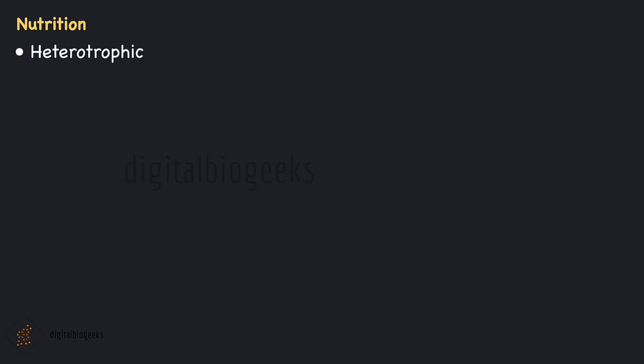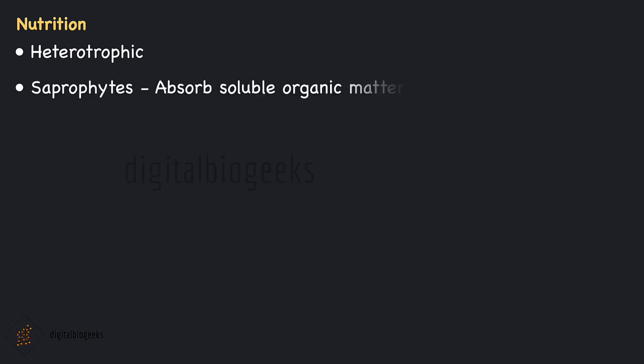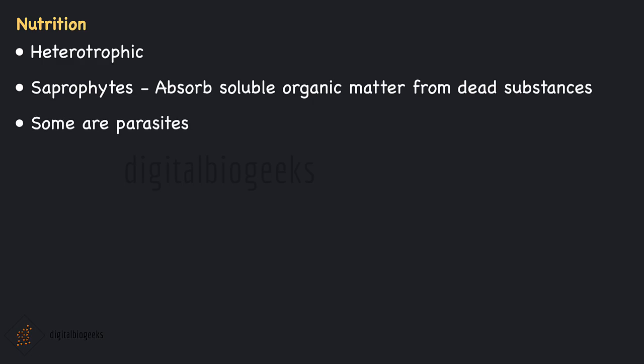Fungi are heterotrophic in nature as they cannot prepare their own food like plants. They are called saprophytes. That means they can absorb the soluble organic matter from the dead substances. They break down complex organic materials into simple forms. Some fungi are parasites as they depend upon living plants and animals for their nutrition. They can also live as symbionts.